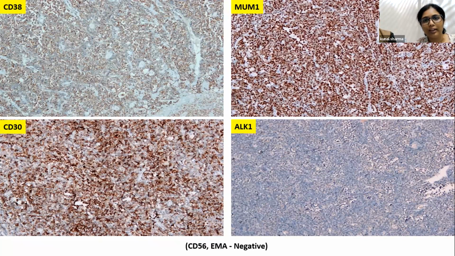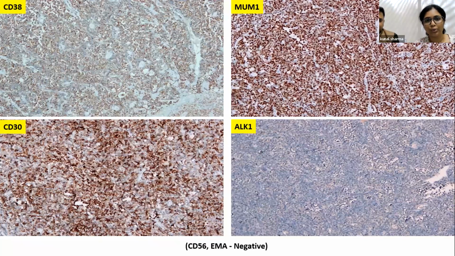So basically, you have a case where pan-CK is negative. CD45 is very, very weak and focal in places. Both B and T markers are negative, and what we are getting positive is CD30, MUM1 and plasmacytoid markers, which are CD38 and CD138.